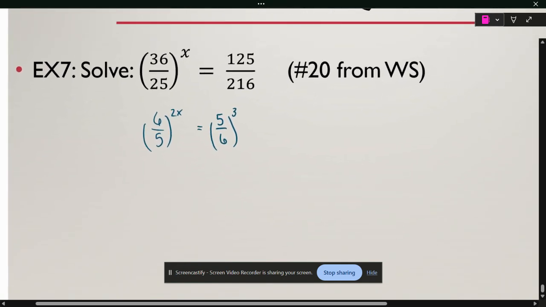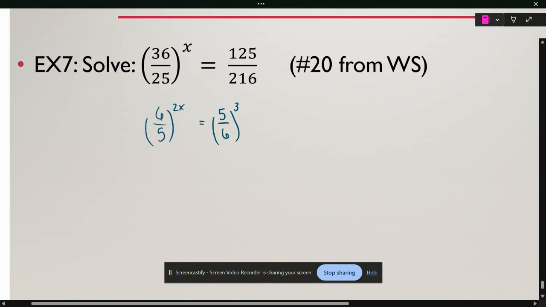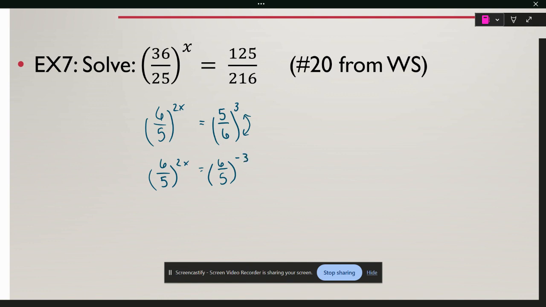The only difference then is that one is 6/5 and the other one is 5/6. So we're going to swap, we're going to rearrange. This is going to be 6/5 to the 2x. This is going to be 6/5. And what happens to this exponent? It becomes negative 3. Okay? Because we just flip-flopped, now it becomes a negative exponent. So now our bases are the same. And we'll have 2x is equal to negative 3, and x is equal to negative 3 over 2.